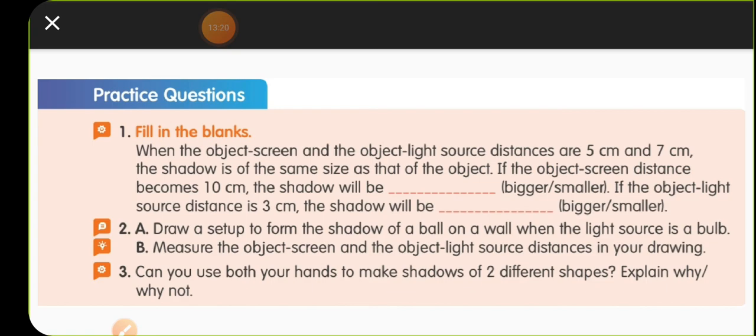Okay children, after watching this particular video, complete the worksheet and the practice questions from the content book.